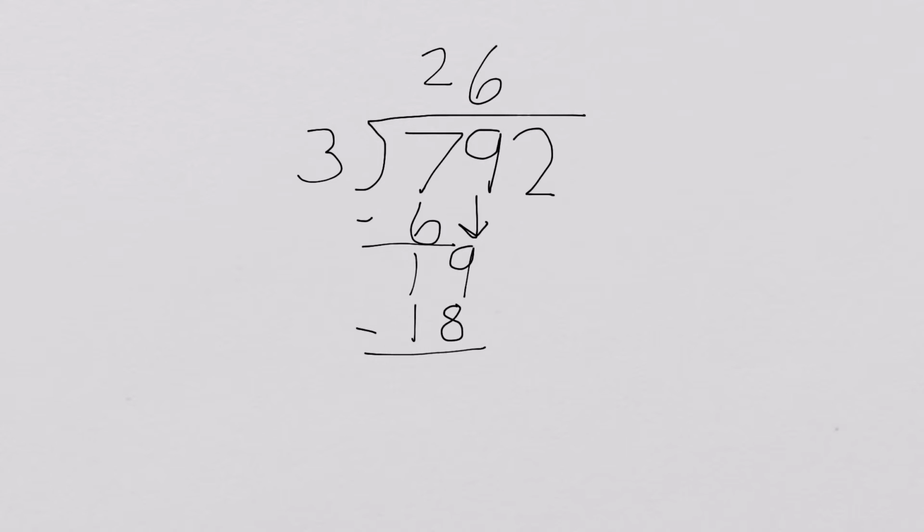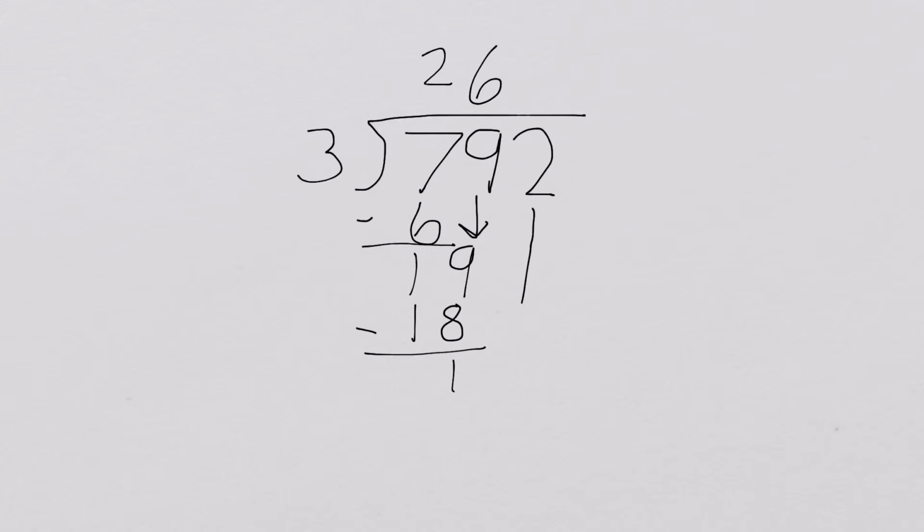If we used 3 times 5, yeah, we would get 15. It's still smaller than 19, but it's too far away. When we subtract, we would get 4, which is bigger than the 3. So we're going to use 6. We get 18. And when we subtract, we get 1 again. Happened twice. That's okay, though.